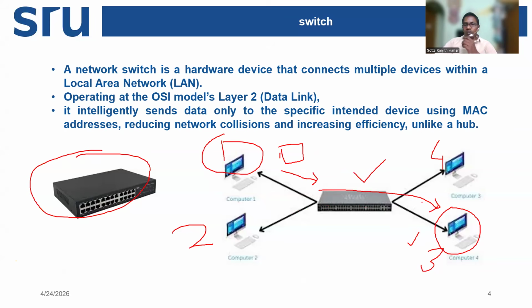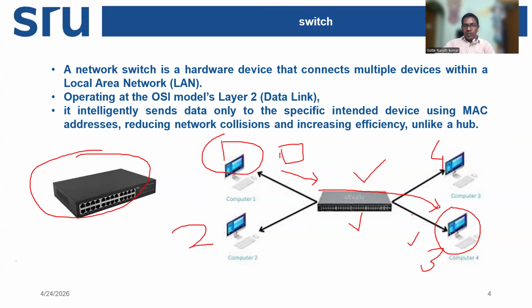That's why this message will be delivered only to the third system, but not to all other systems. So the switch is known as an intelligent device, because it learns the MAC address, the physical address, of the connected systems. But in the case of the hub, the message is delivered to all systems connected to the hub. The switch sends the message only to the destination system. So this is the difference between hub and switch.